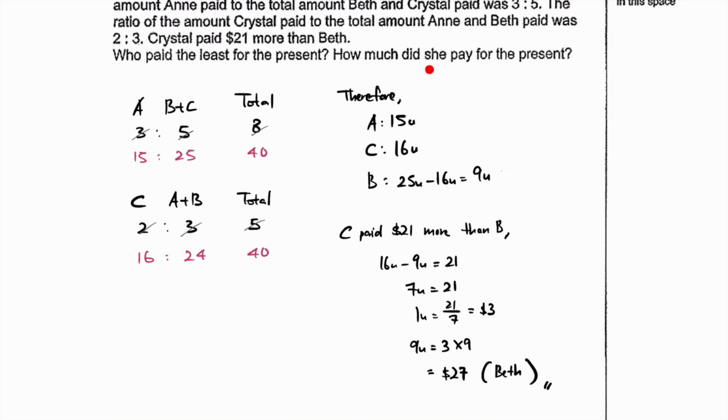How much did she pay for the present? Now, who's this she over here? Who paid the least? For sure, it is the 9 unit one. That's going to be, who's that? Beth, isn't it? Okay, and how much did she pay? So 9 units will therefore be 9 times 3, $27 for Beth.